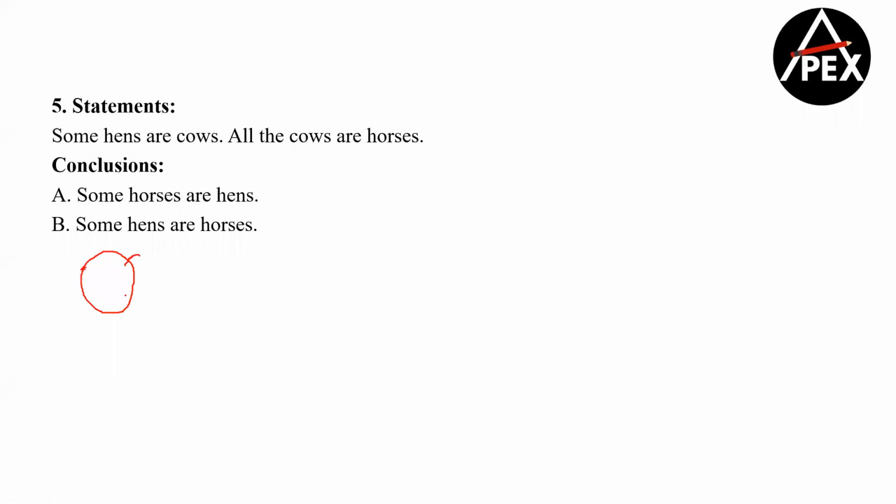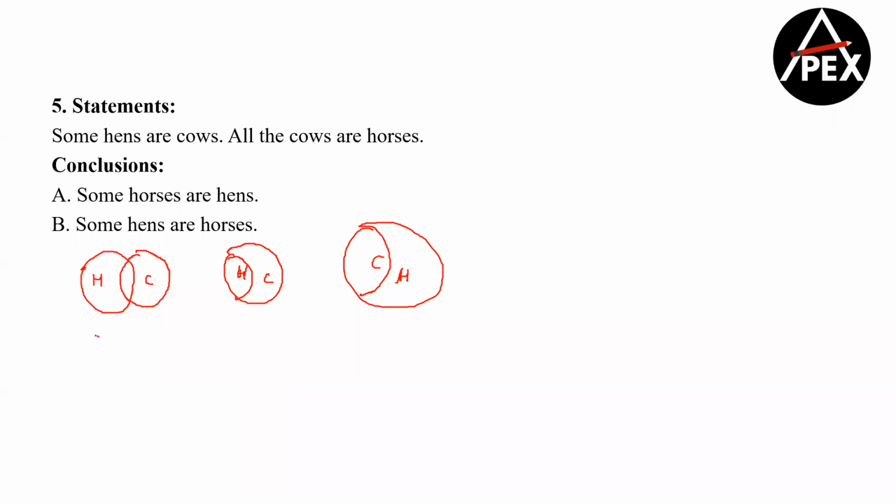Some hens, cows. Yes. How else can I draw this? Maybe like this. Hens, cows, hens and cows. Yeah. Okay. Now, what about the second one?